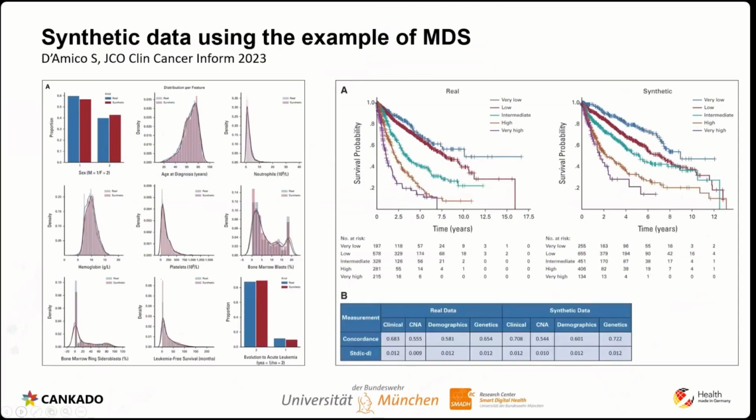Here's an example from an MDS group of patients. You can see in blue the analysis made from the real data, and in red the results from the synthetic data. So you can really do analysis. You can use statistical software, whatever, with these synthetic data, but they're no longer real patients, and you have no data privacy issue.